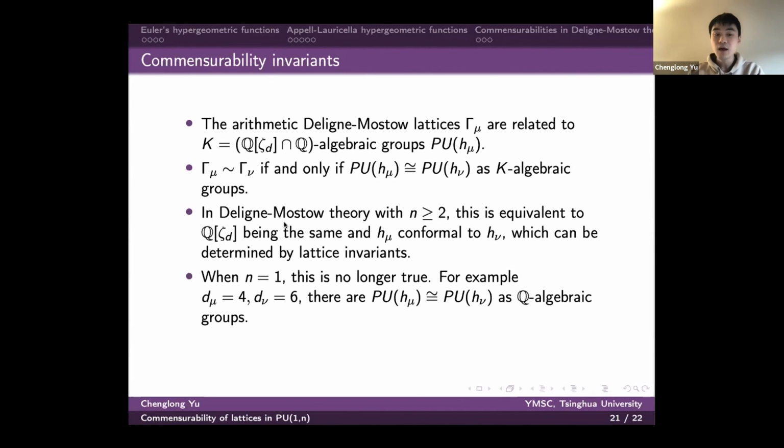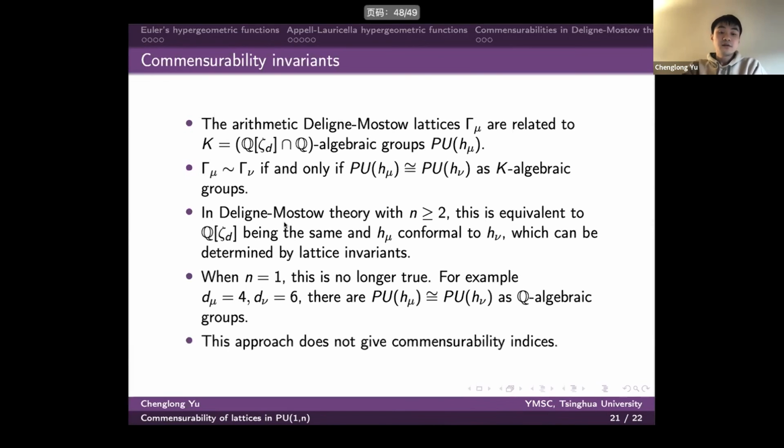That's a very subtle point. The Hermitian forms are defined over those cyclotomic fields, but even if you have different cyclotomic fields, for example for d equal to 4 and d equal to 6, with Hermitian forms defined on different fields, their corresponding algebraic groups can also be the same. In this case, we prove that for n greater than or equal to 2 in the Deligne-Mostow theory, this cannot happen. So this approach can distinguish commensurability classes for arithmetic cases, but it does not give commensurability indices.